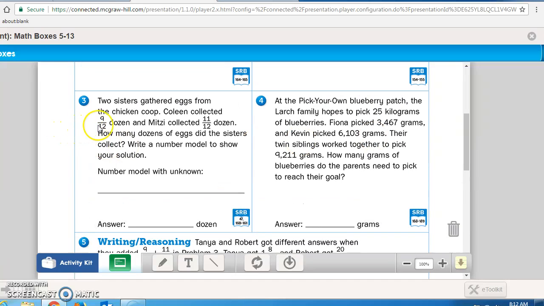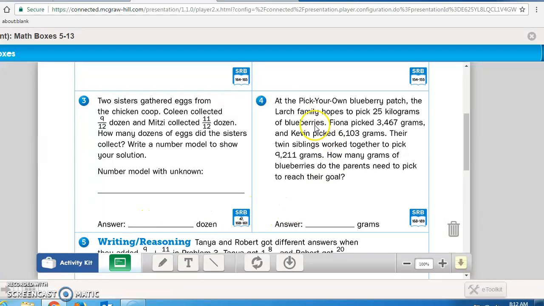Problem 3 reads, two sisters gathered eggs from the chicken coop. Colleen collected 9/12 of a dozen, and Mitzi collected 11/12 of a dozen. How many dozens of eggs did the sisters collect? Write a number model to show your solution. So remember, write the number model with the unknown, and then write your answer down here on the bottom.